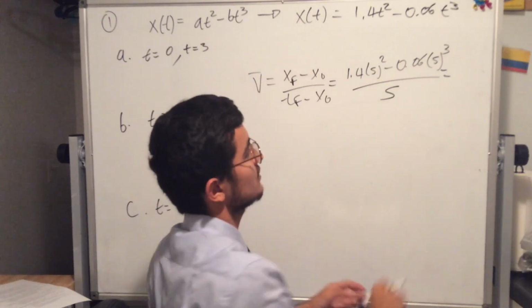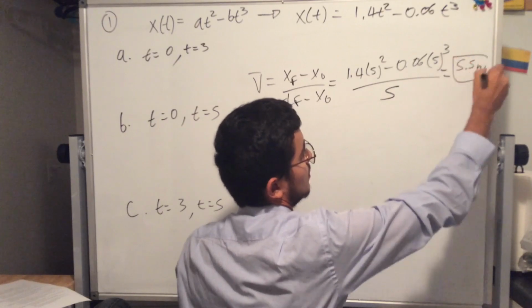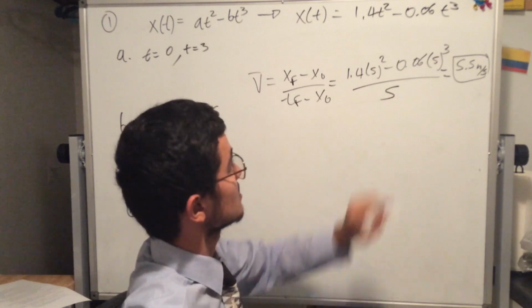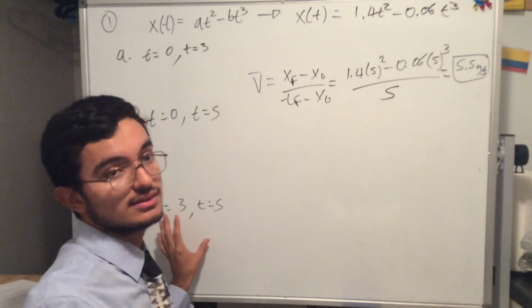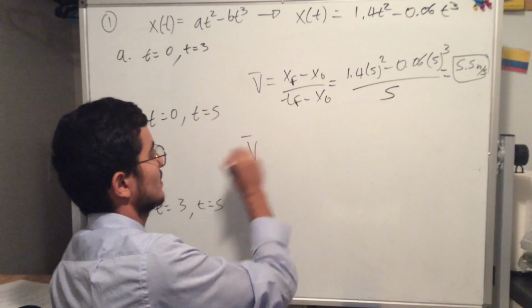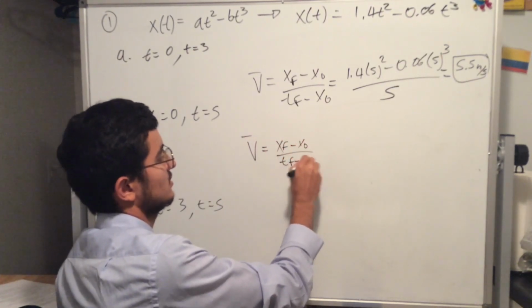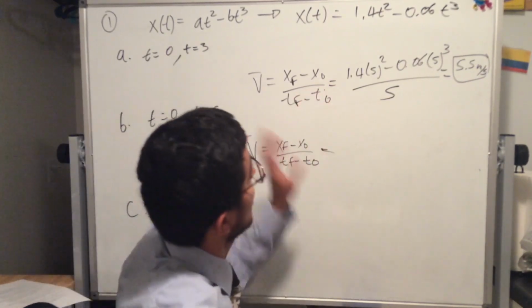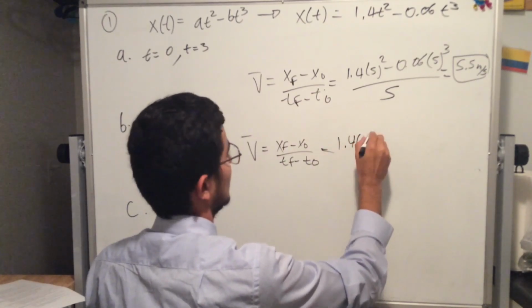So we got 5.5 meters per second. 5.5 meters per second is the average velocity in the time interval from 0 to 5 seconds for this position function. So let's go ahead and do part C. The time interval is from 3 to 5 seconds, so we're going to use the same formula. Average velocity is equal to x final minus x0 divided by t final minus t0. All this over here has to be t0, I made that mistake. So we're going to do the position function evaluated at 5 first, again.